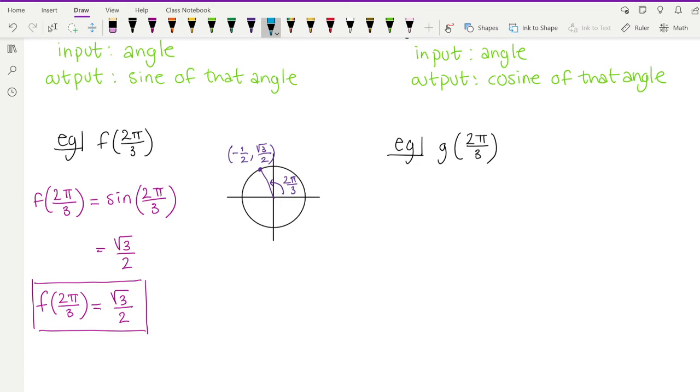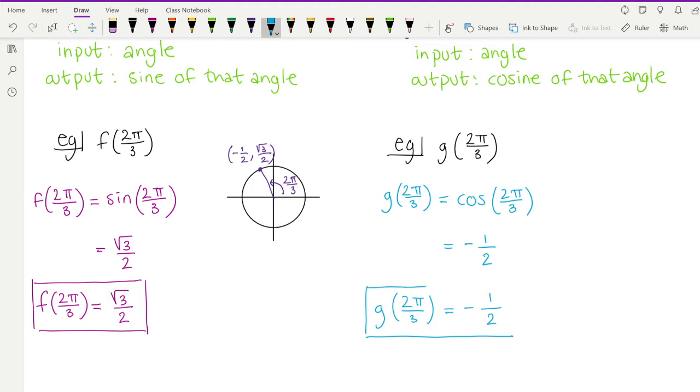So similarly, if we wanted to find g of 2 pi over 3, in this video we're using the function g of t is equal to cosine of t. And so g of 2 pi over 3 is the same thing as cosine of 2 pi over 3, just plugging in 2 pi over 3 for t. And then we know that cosine corresponds to the x coordinate of our terminal point. And in this case, we saw that the x coordinate is negative 1/2. And so we can conclude that g of 2 pi over 3 is equal to negative 1/2. So that's all that's going on with function notation. It's just kind of like one extra layer.